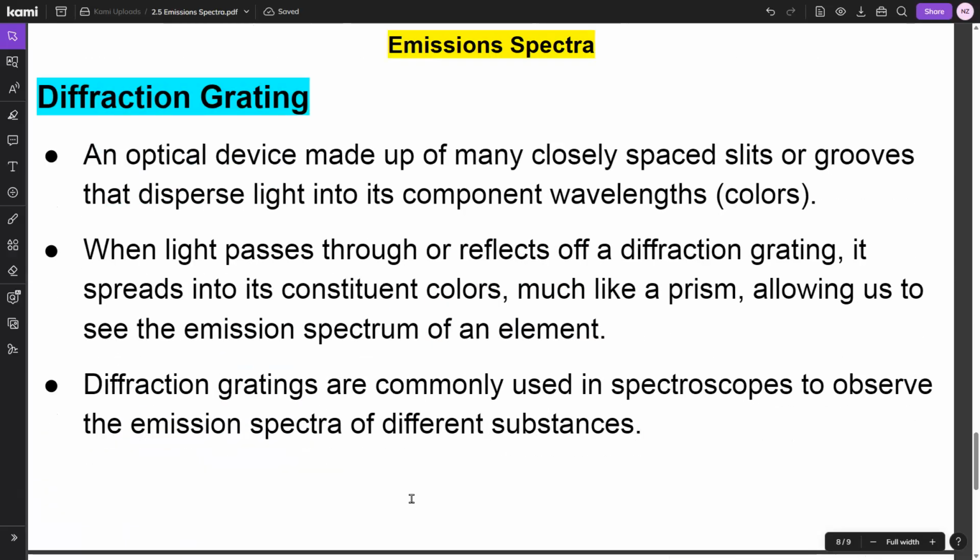We'll use something called the diffraction grating. A diffraction grating is an optical device made up of many closely spaced slits or grooves that disperse light into its component wavelengths, or colors. When light passes through or reflects off a diffraction grating, it spreads into its constituent colors, much like a prism, allowing us to see the emission spectrum of an element. Diffraction gratings are commonly used in spectroscopes to observe the emission spectra of different substances.